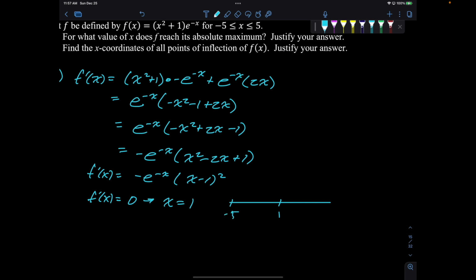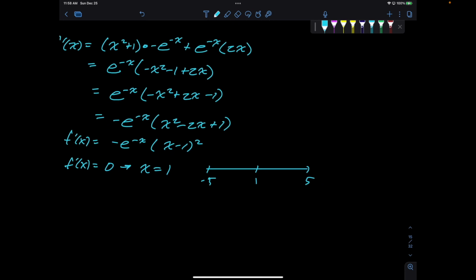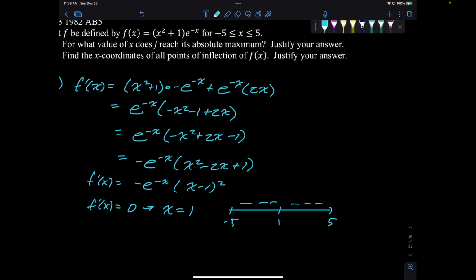Let's see. Negative 5, 5. So no matter what I plug in here, I'm getting a positive. And no matter what I plug in here, I'm getting a negative. So this is just always negative. So you're decreasing everywhere, which must mean that the absolute maximum is at the left endpoint. And the absolute minimum is at the right endpoint.